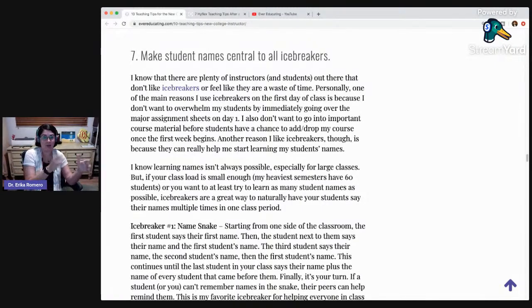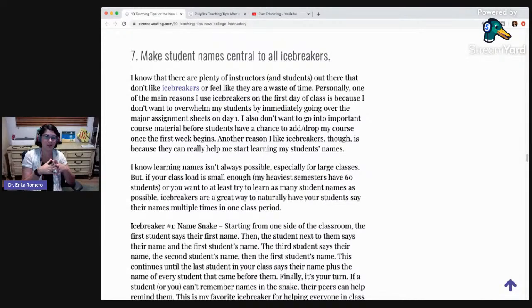But if you have 30, 40, even 50 students in a class, then potentially you might be able to remember all of them. In my case, my courses tend to be between 25 and 35 students. So I do memorize all my student names. And the way to get started really early on is by having names be central to your icebreakers.